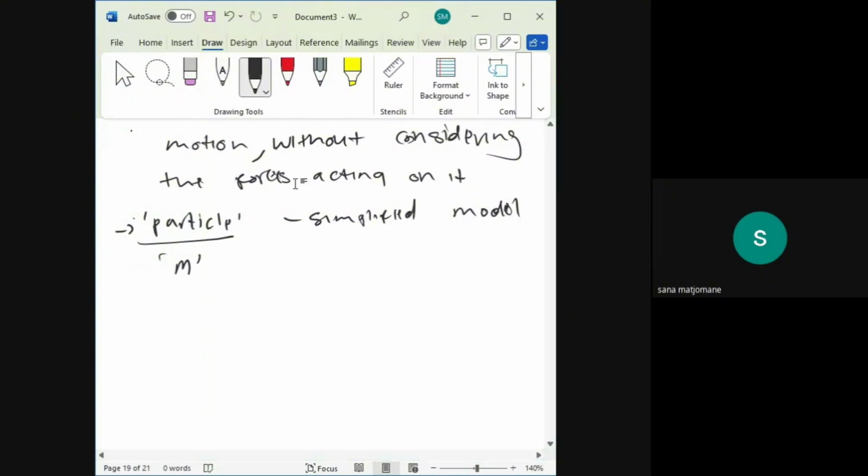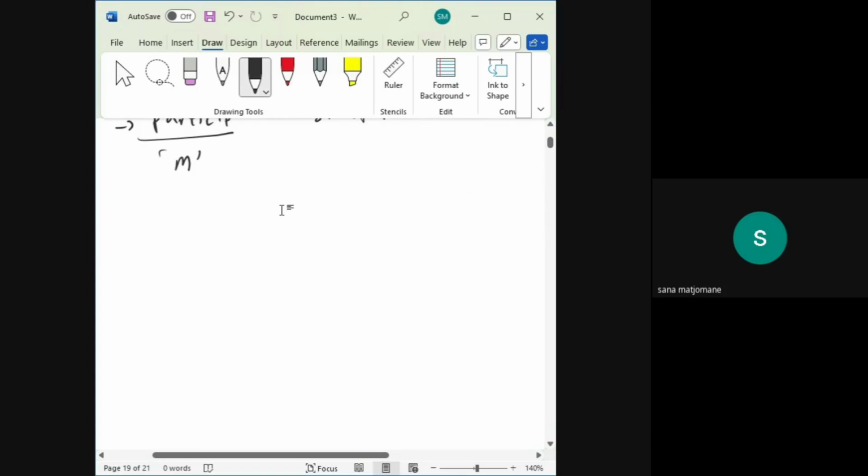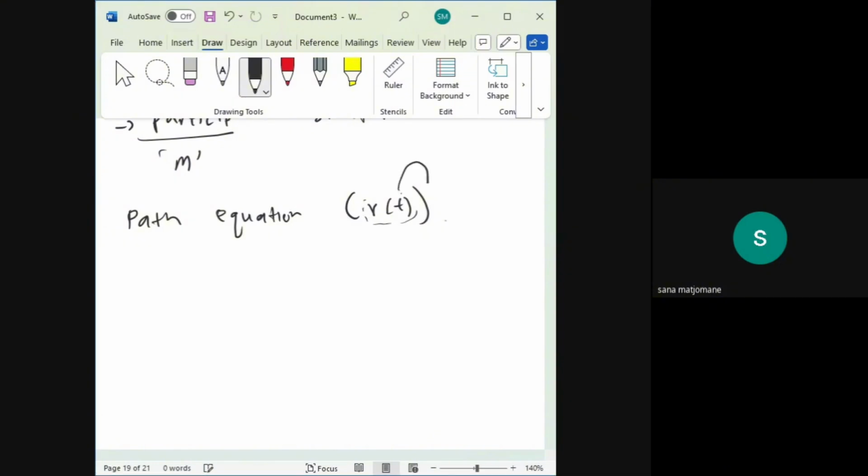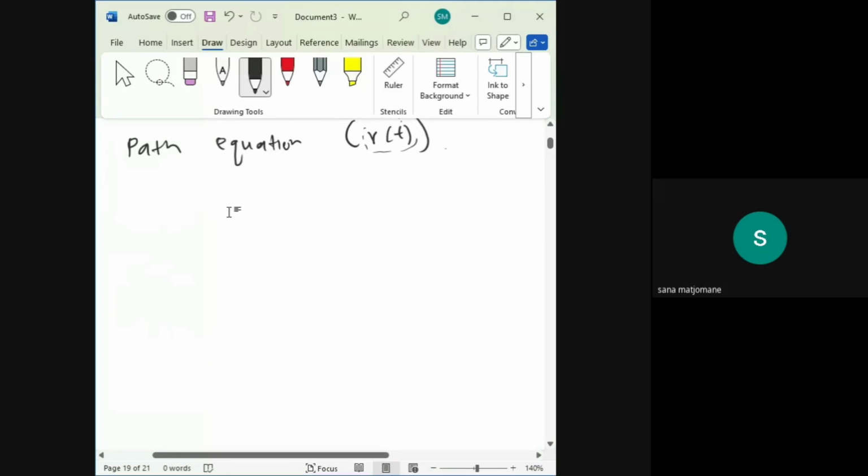Let's continue. That's the explanation I wanted to give about kinematics and dynamics. Now let's speak about something called the path equation. The path equation, we are saying, is r of t. So we describe the position of an object with time. But let me dive deeper, explaining the terms so that you get it, until we do an example.